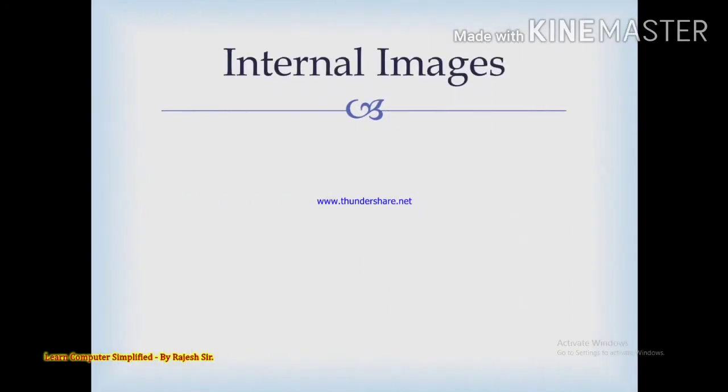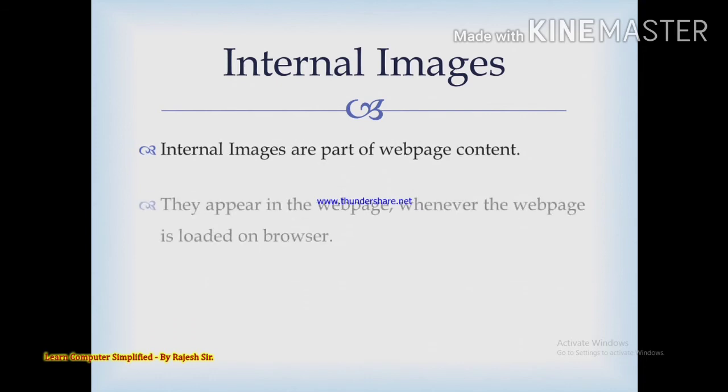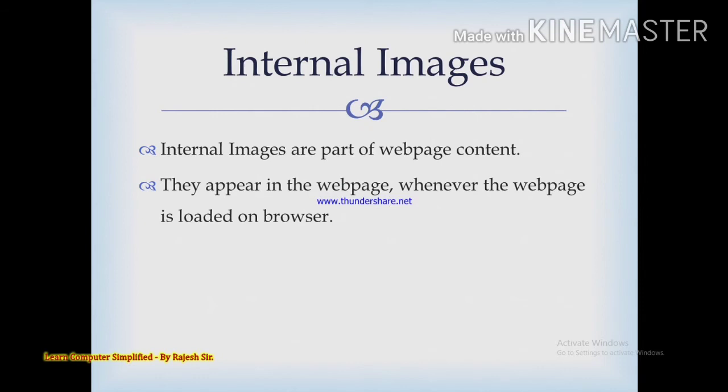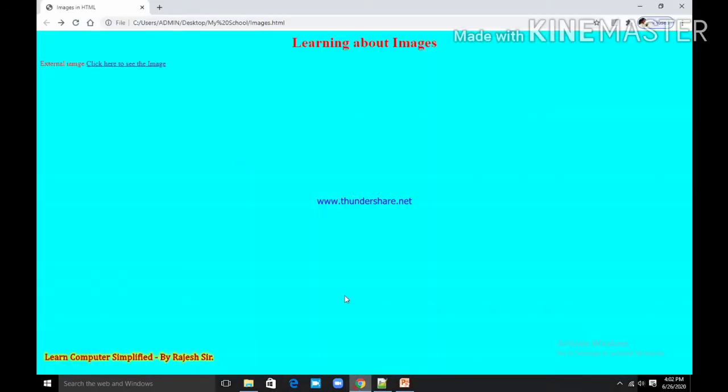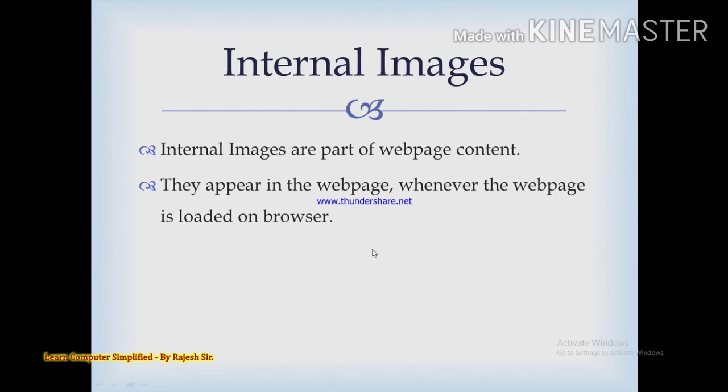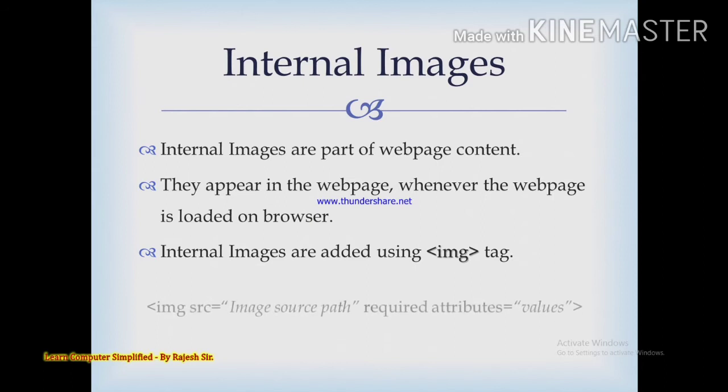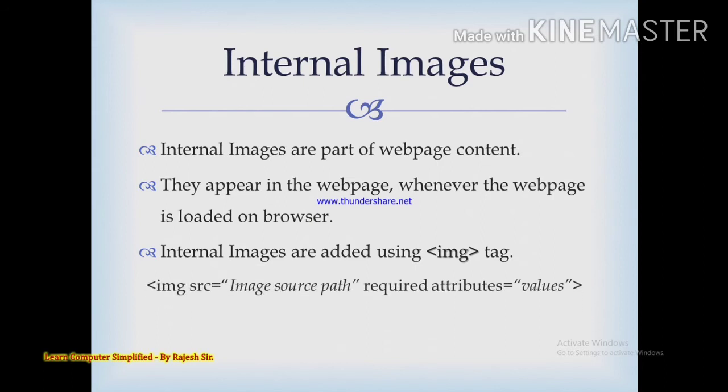Next is internal images. Internal images means internal images are part of the web page content. They appear in the web page whenever the web page is loaded on a browser. Means like in our practical part, whenever I'll open this page, automatically along with the web page the image will be displayed over here, right? So how it will be done? Internal images are added using img tag. How? That is img space src image source path, required attribute and their values. Okay, img tag is an empty tag, so no closing tag required.